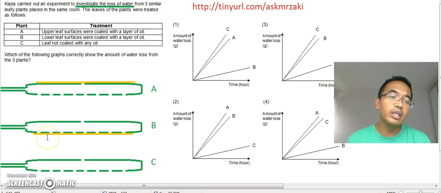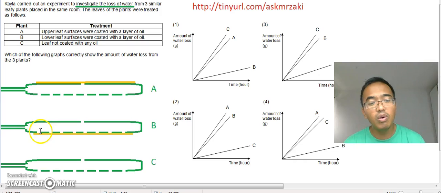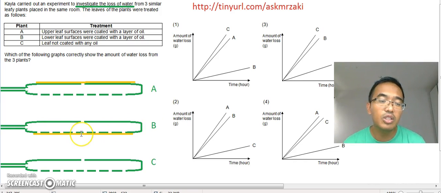If you were to coat it on the underside of the leaf, then more stomata will be covered, thus reducing the passages where the water can escape. And of course for C, they can escape anywhere they like.